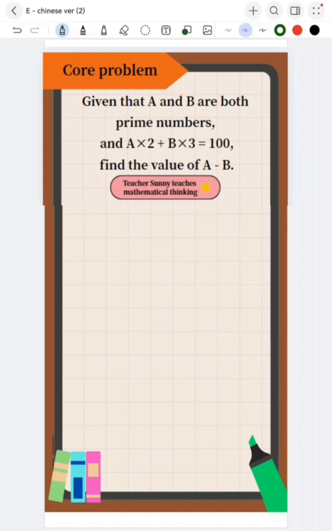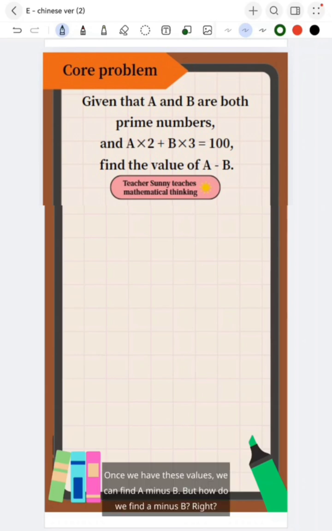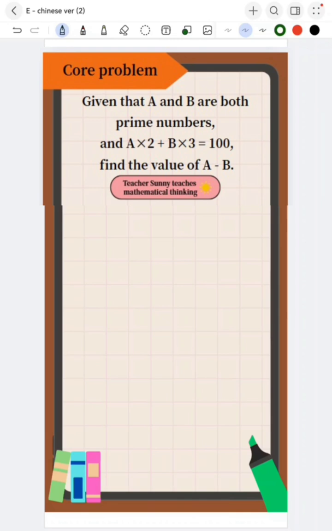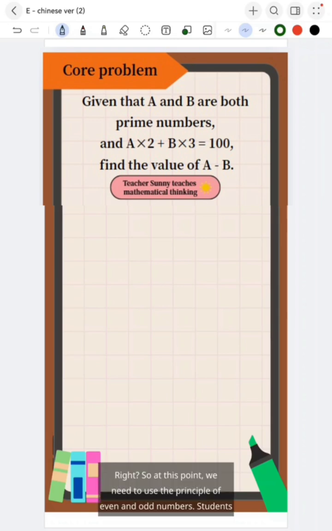And now, a times 2 plus b times 3 equals 100. Now, find the value of a minus b. So that means we need to find a and find b. Once we have these values, we can find a minus b. But how do we find a minus b, right? Because we only have one equation here. So how do we solve this problem? At this point, we need to use the principle of even and odd numbers.